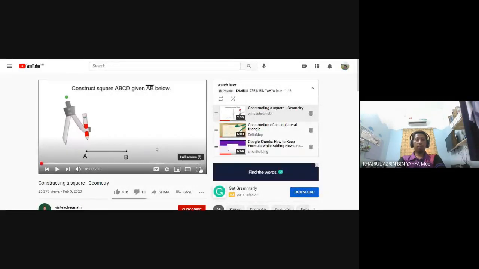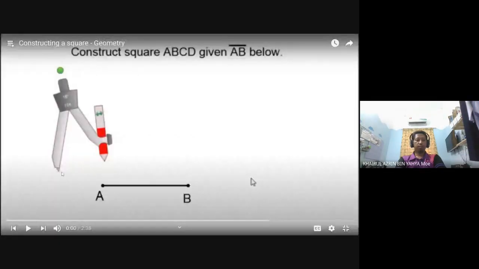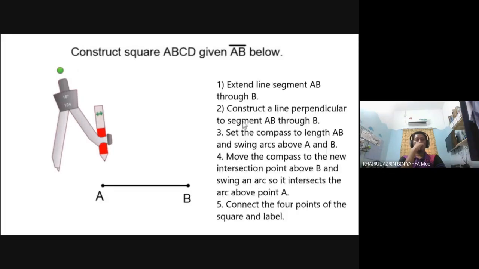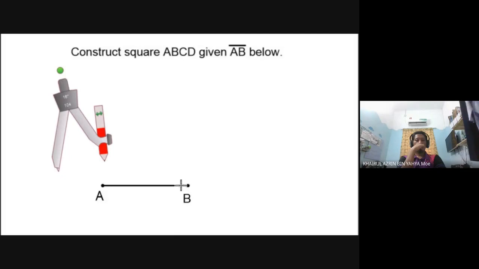Okay, so let me make it full screen. In this video, I want to show how to construct a square when we're given just one side of the square. So here are the steps on how to do it. The first thing we want to do is extend the line segment in either direction, but we're going to extend it through point B. So here we are extending the line segment.